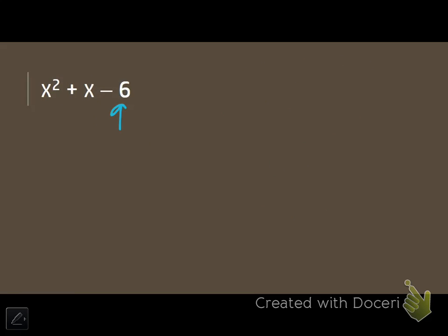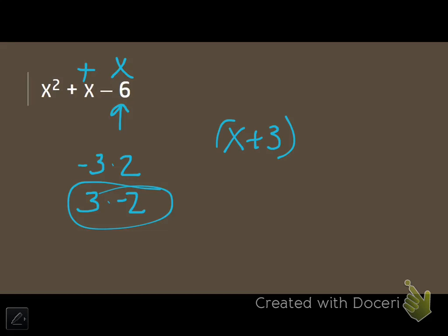Okay, two things that multiply to get me negative 6 and add to get me 1. So I'm going to do, how about negative 3 times positive 2, or 3 times negative 2. And it looks like when I add them together, they get me 1. So x plus 3, x minus 2.